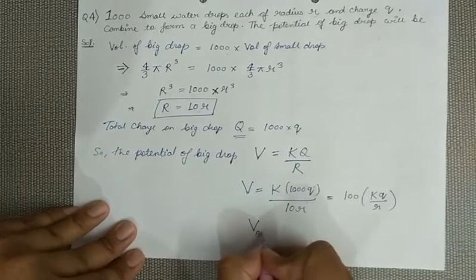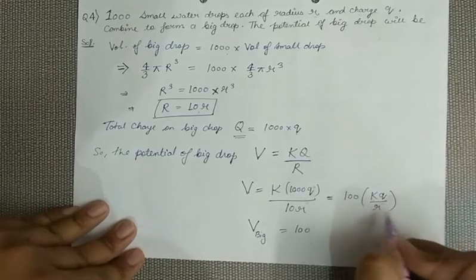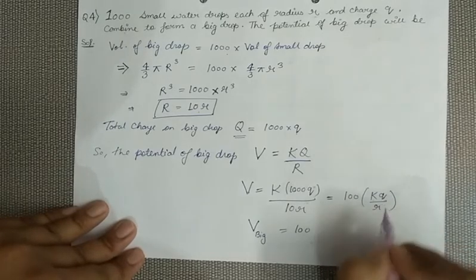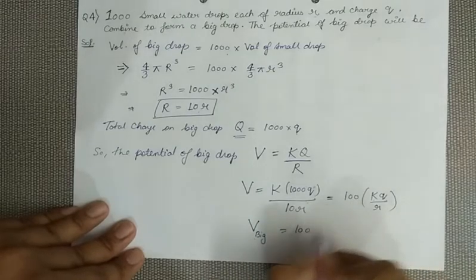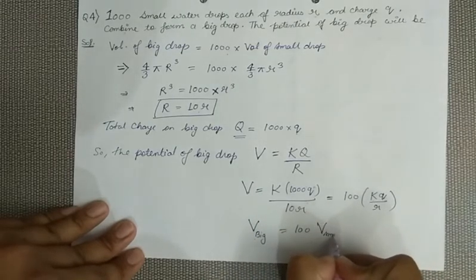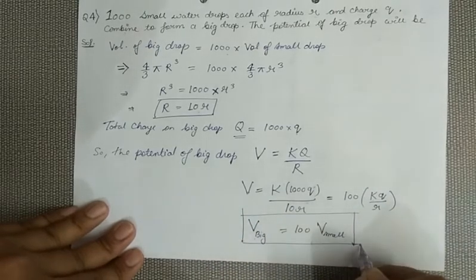If you remember, this K q by small r is the potential of the small drop and this one is the potential of the big drop. So the big drop has 100 times the potential of the small drop. This is the relation we had to find between both of them.